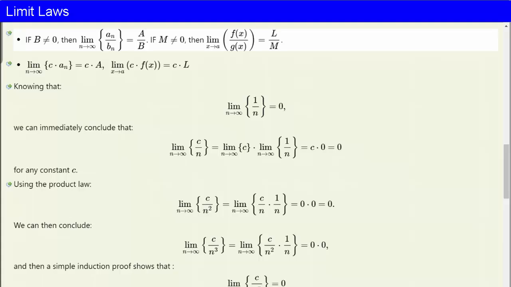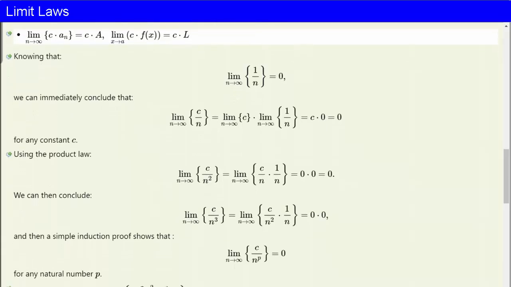Third law, if the denominator does not have limit 0, then the limit of a ratio is the ratio of the limits. That is, if B is different from 0, then the limit of the ratio a_n over b_n is just A over B. If M is different from 0, that's the limit of g, then the limit as x tends to a of f over g is L over M.